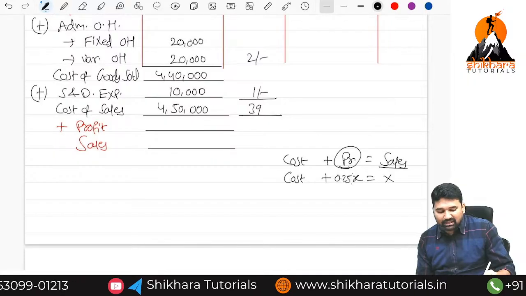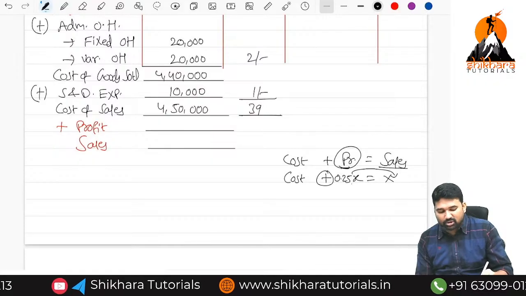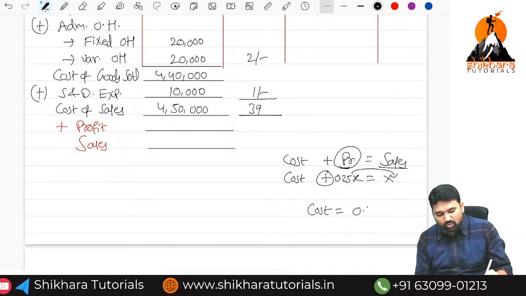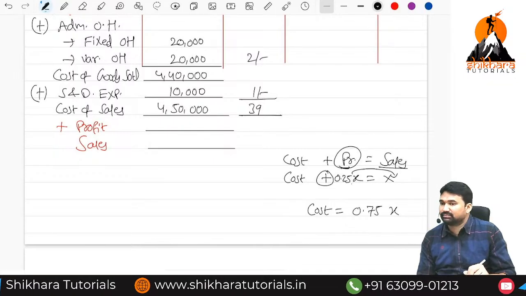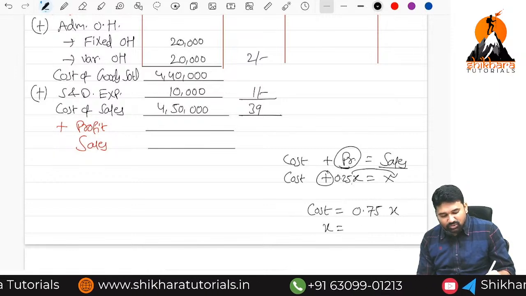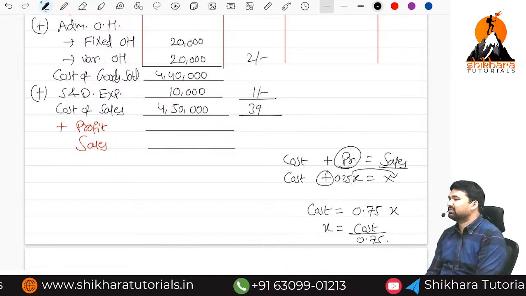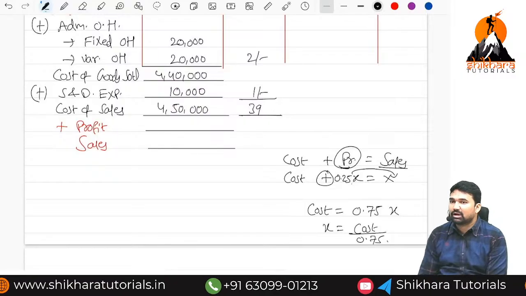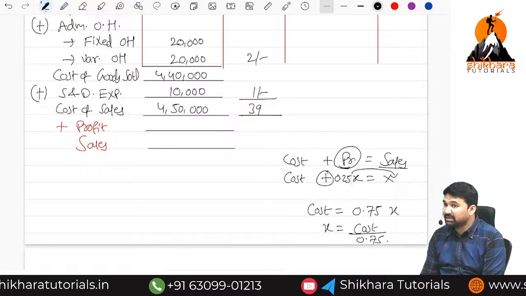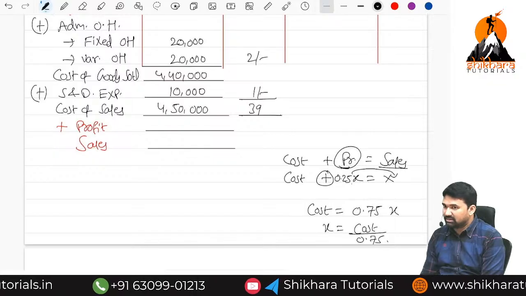You will take x to this side. Then plus will automatically change to minus. Then cost is equal to 0.75x. You divide: x is equal to cost divided by 0.75. X is equal to how much? Cost divided by 0.75.